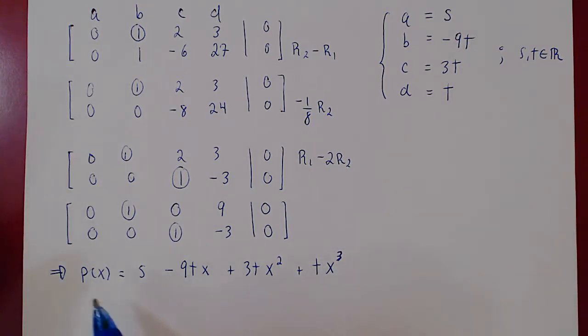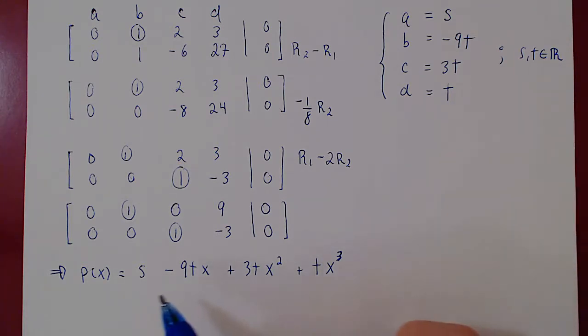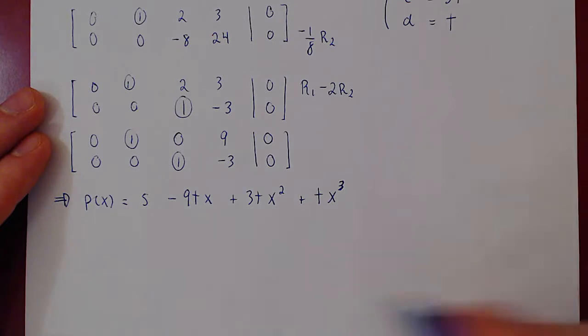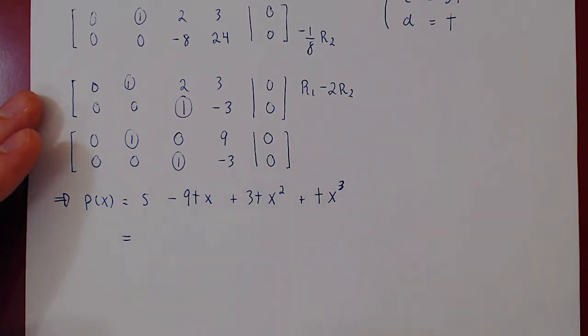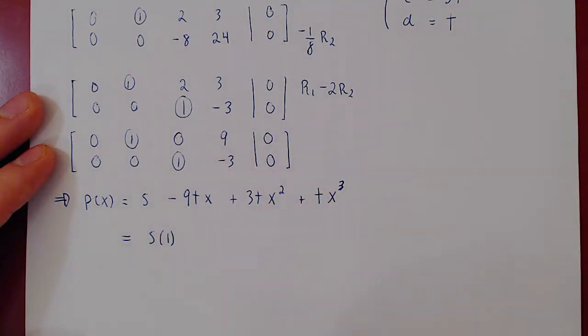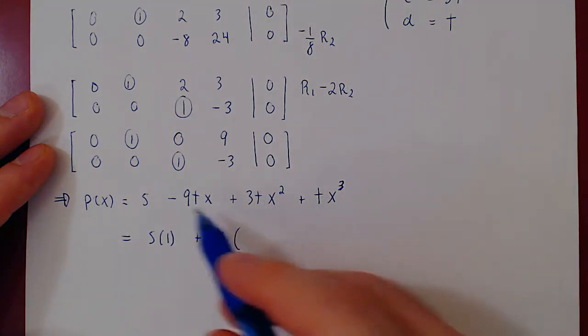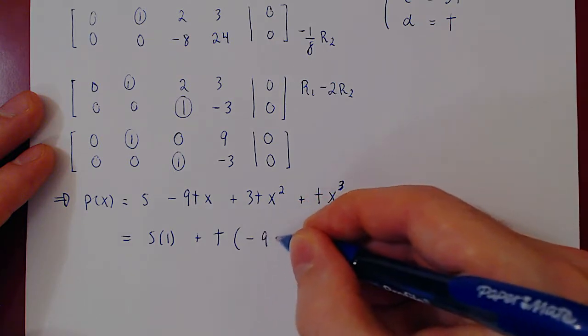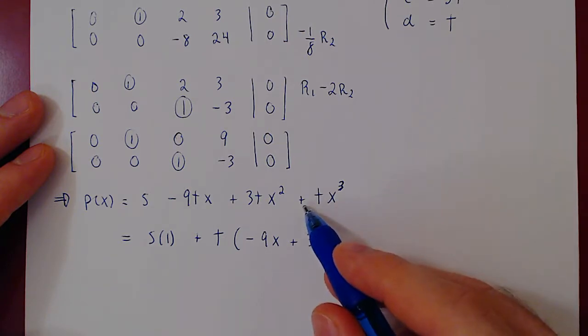And as always, once you have found a way to express your element explicitly, so the only variables here are s and t, and they are parameters, free variables, to extract a set of generators, you simply have to split the parameters. So let's do so. Well, this is s. So we have s times 1, plus, if you split the t, plus t times, if you factor t from these, you'll have negative 9x, positive 3x squared, positive x cubed.